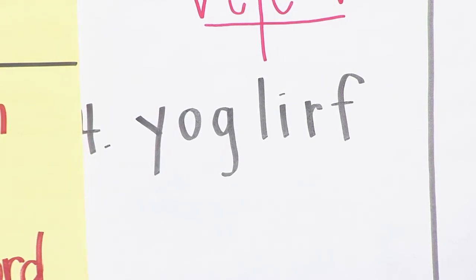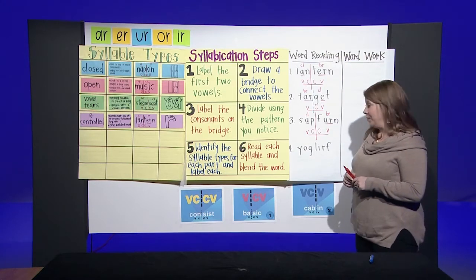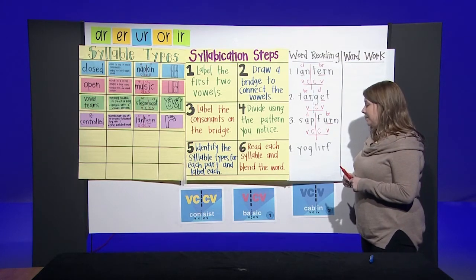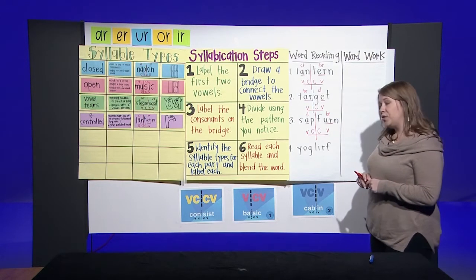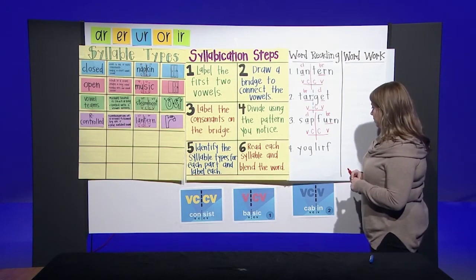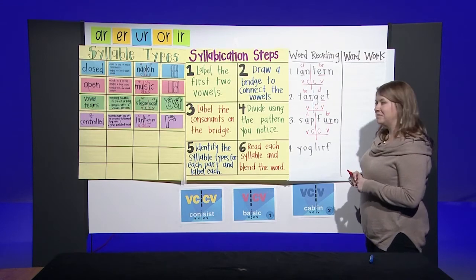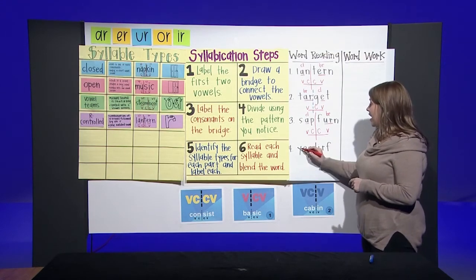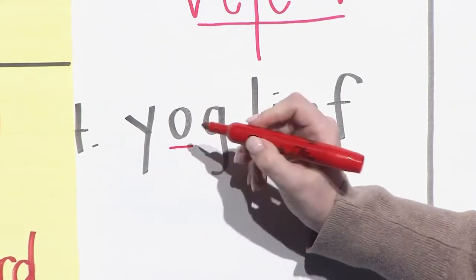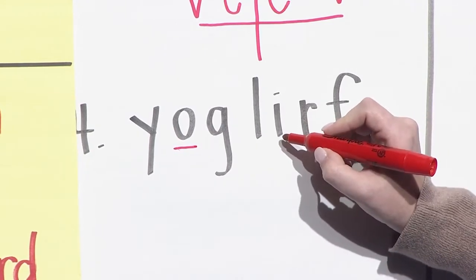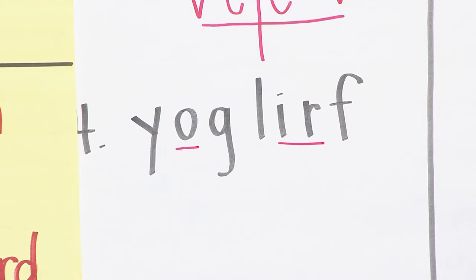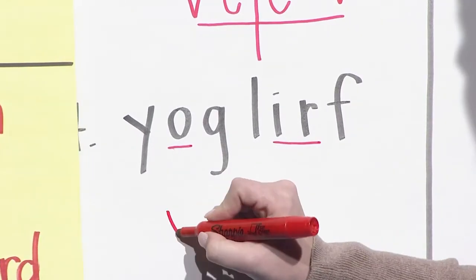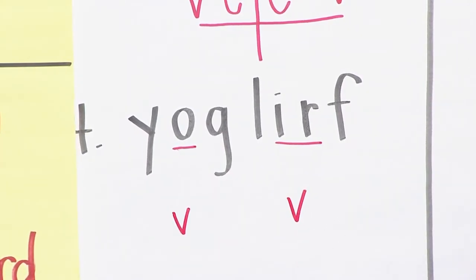All right, what does step 1 ask us to do? Label the first 2 vowels. What 2 vowels do you see? That's right. I see vowel O and R controlled or Bossy R vowels IR. Very good. Let's label those with a V for vowel.